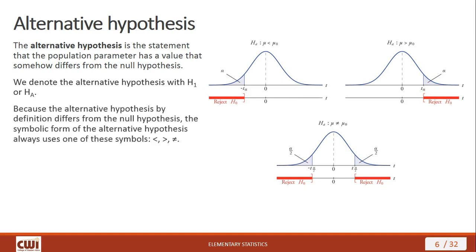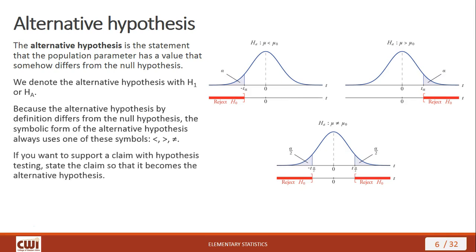Now, because the alternative hypothesis, by definition, differs from the null hypothesis, hence the name alternative, the symbolic form of the alternative hypothesis is going to use an alternative inequality symbol. So whereas the null hypothesis always takes an equal sign, the alternative hypothesis will always take a less than, greater than, or not equal to sign. Now, if you want to support a claim with hypothesis testing, the best way to do that is to state your claim so that it becomes the alternative hypothesis.